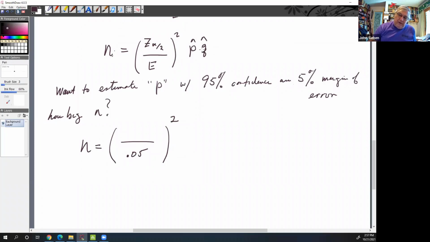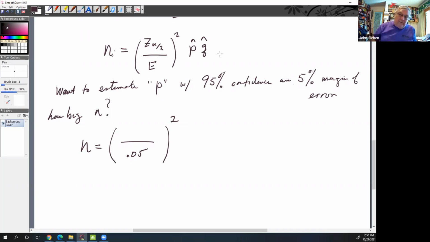And P hat, Q hat, well, we don't know them yet. And actually we're saying, how big does N have to be in order to satisfy these conditions? That tells me we haven't sampled yet. If I'd sampled already, I'd know what N was. I want to know how big N has to be. So I don't know P hat, Q hat. There are a couple things that occur to me here.